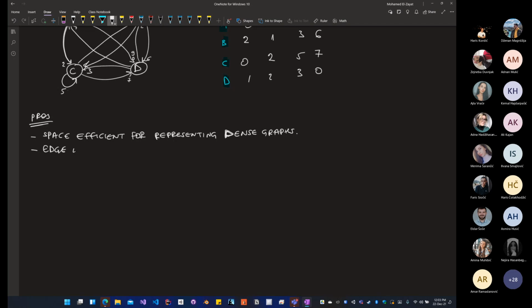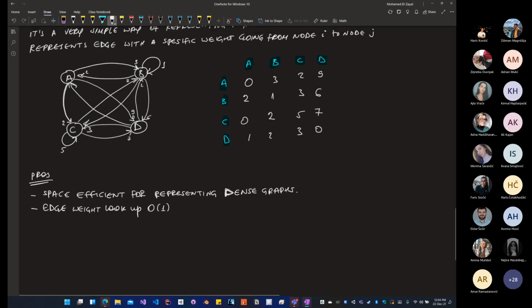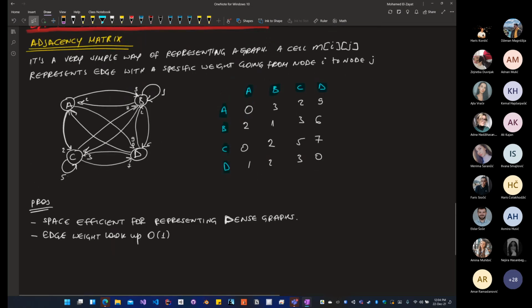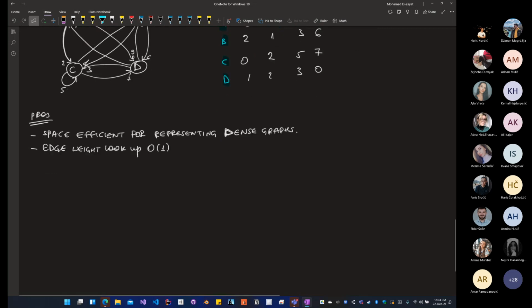Edge weight lookup. How much time does it take me to get the weight of an edge? It is actually O of 1, because I simply say, within that matrix, here's node I and here's node J, give me the weight, and it will immediately give you the weight. It's like accessing a certain element in an array by an index. So this is O of 1.